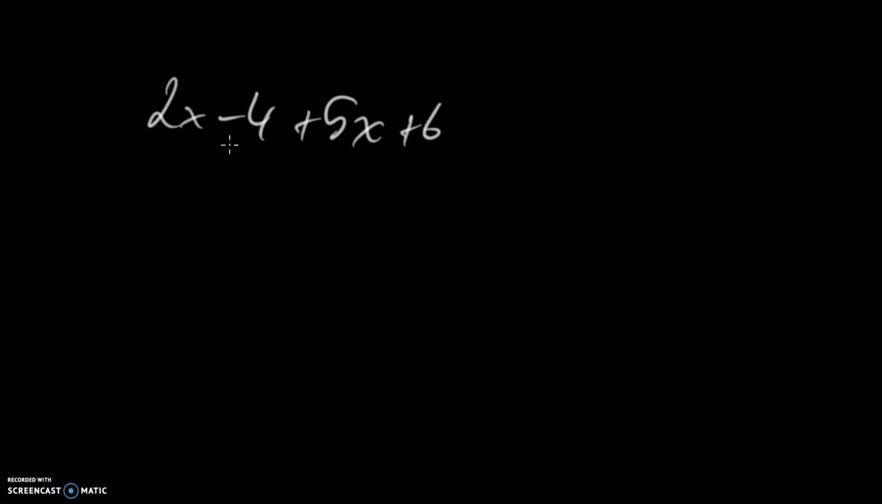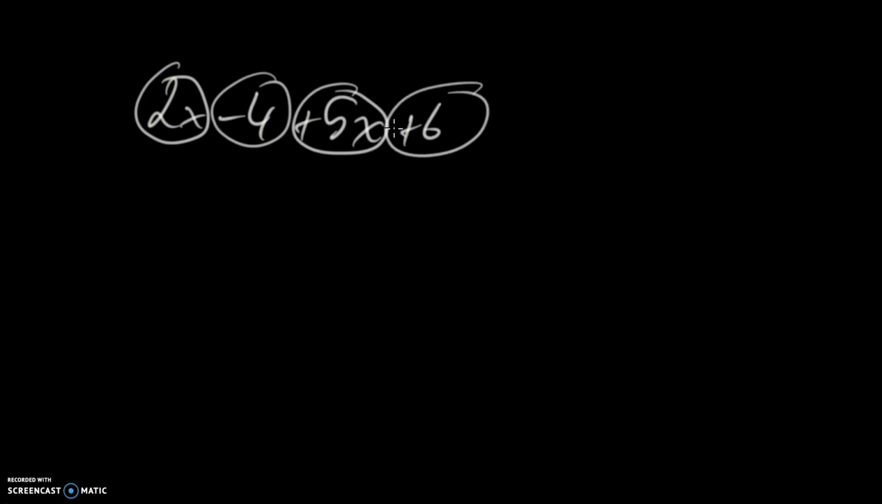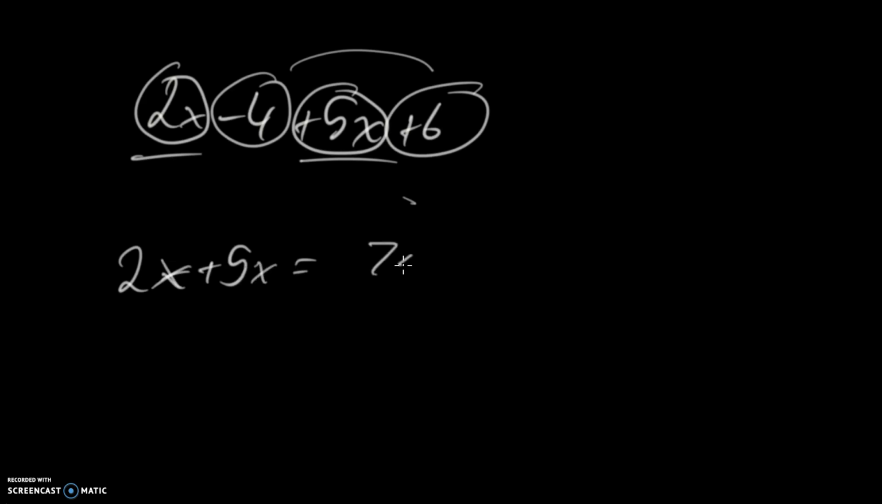2x, so we can see that there are terms and there are numbers or integers, whole numbers. So we separate these, and then we separate these two. So 2x plus 5x, which is 7x, and minus 4 plus 6, or 6 minus 4, equals 2. In the end, your answer would be 7x plus 2.